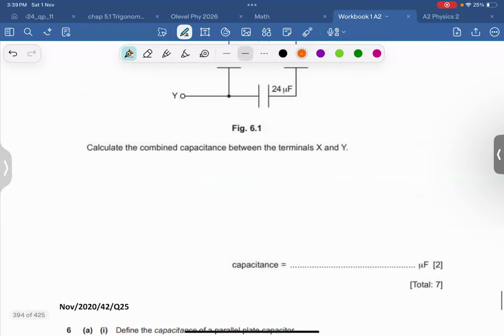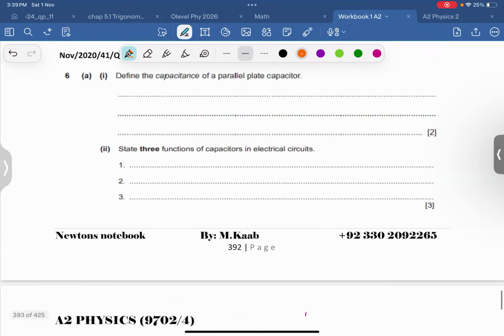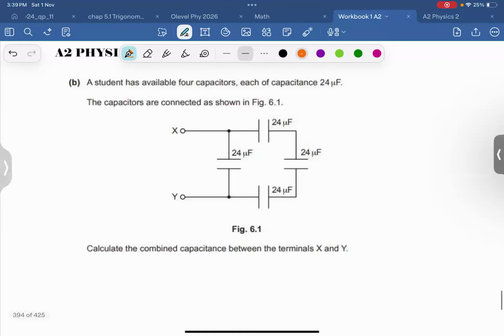Now please move on to this question. Okay, so they're asking for the functions of the parallel plate capacitor. We already did that. The functions are the same: energy storing, use as a smoothing element, use in a tuning circuit or in an oscillator circuit, or you can use it to block DC. These are the functions.